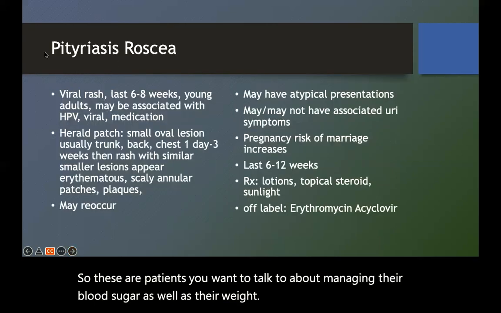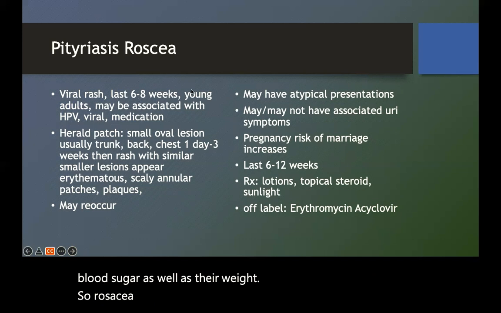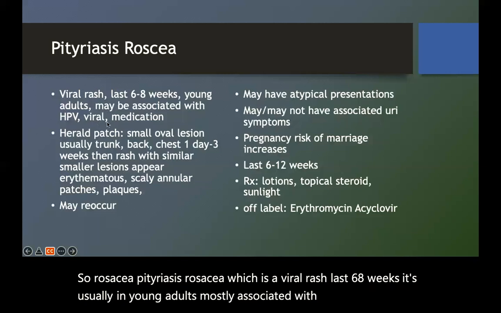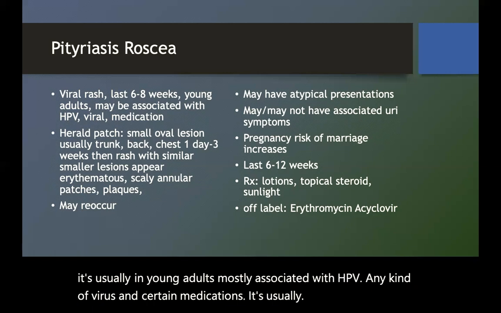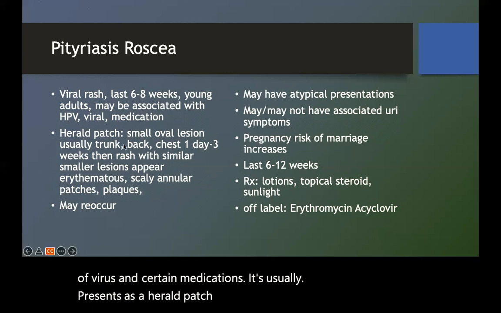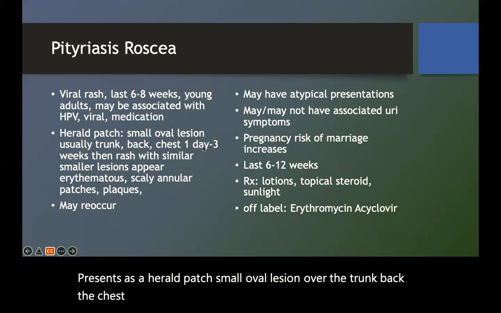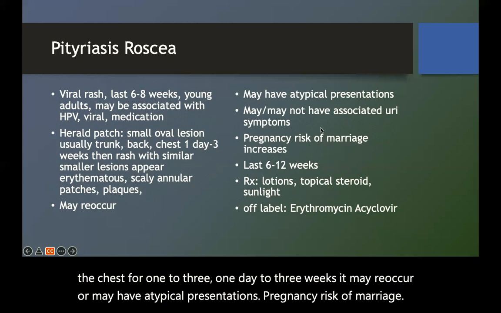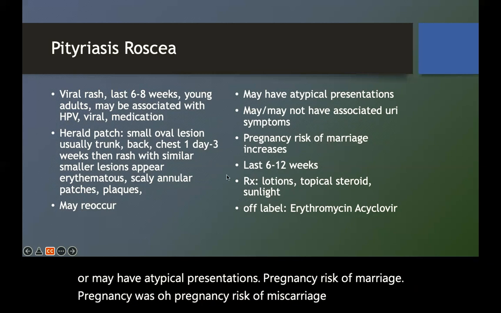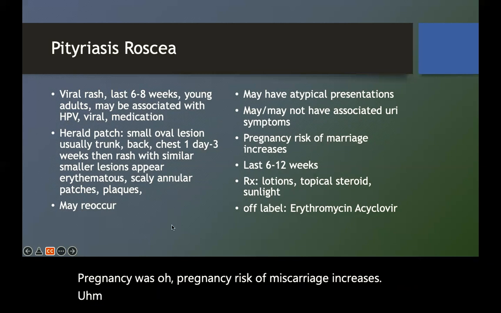Okay, so pityriasis rosea, which is a viral rash, lasts 6 to 8 weeks. It's usually in young adults, mostly associated with HPV, any kind of virus, and certain medications. It usually presents as a herald patch, a small oval lesion over the trunk, back, the chest for 1 day to 3 weeks. It may reoccur, it may have atypical presentations, and the pregnancy risk of miscarriage increases. You usually treat with lotions, topical steroids, and sometimes sunlight.